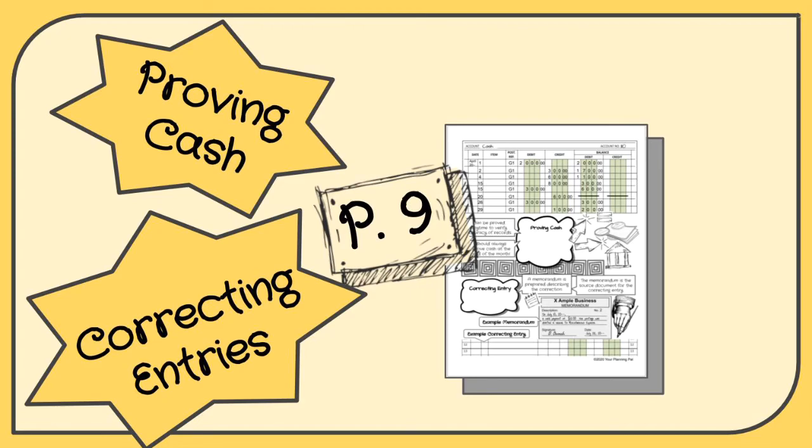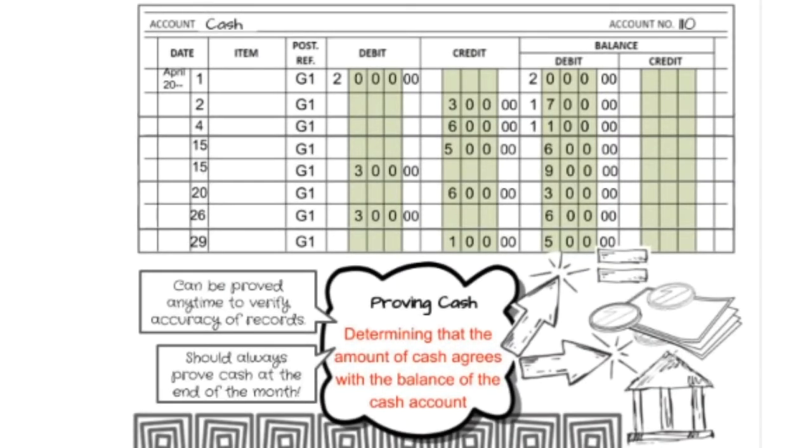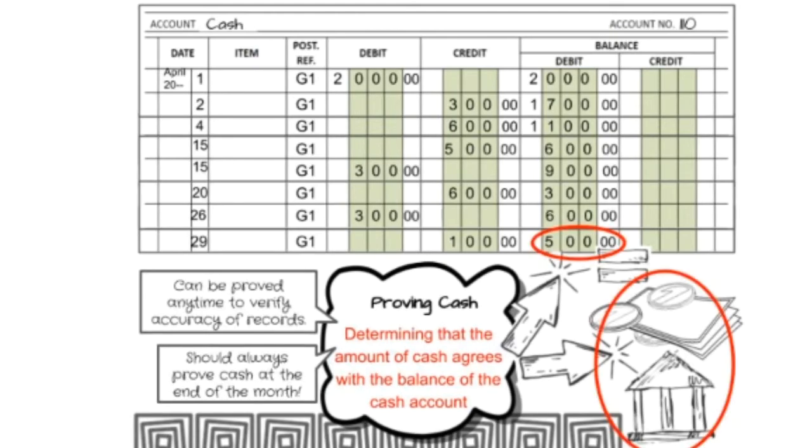Our last page, we're going to wrap it up here with proving cash and correcting entries. So proving cash is defined as determining that the amount of cash agrees with the balance of the cash account. It can be proved any time to verify accuracy of records, but it should always be proved at the end of the month. So what you do is you look at the ending balance in your cash account, which is $500 here, and then you look at your bank records and you determine, is the balance in the business records equal to the balance in the bank? So you want to make sure that those match, and if they don't, you want to figure out why, and if there's a mistake, you want to correct that.